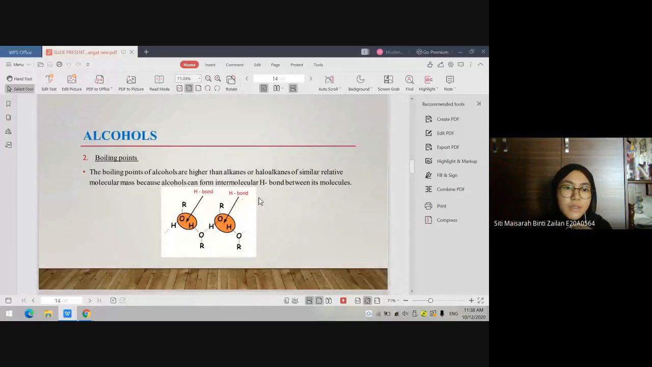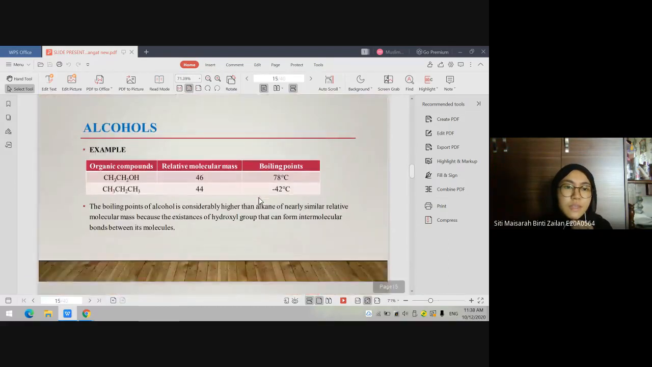Second is boiling points. The boiling points of alcohols are higher than alkanes or haloalkanes of similar relative molecular mass because alcohols can form intermolecular hydrogen bond between its molecules. Example like ethanol and propane, which has nearly same relative molecular mass, but ethanol has highest boiling points. This is because the existence of hydroxyl group that can form intermolecular bonds between its molecules.